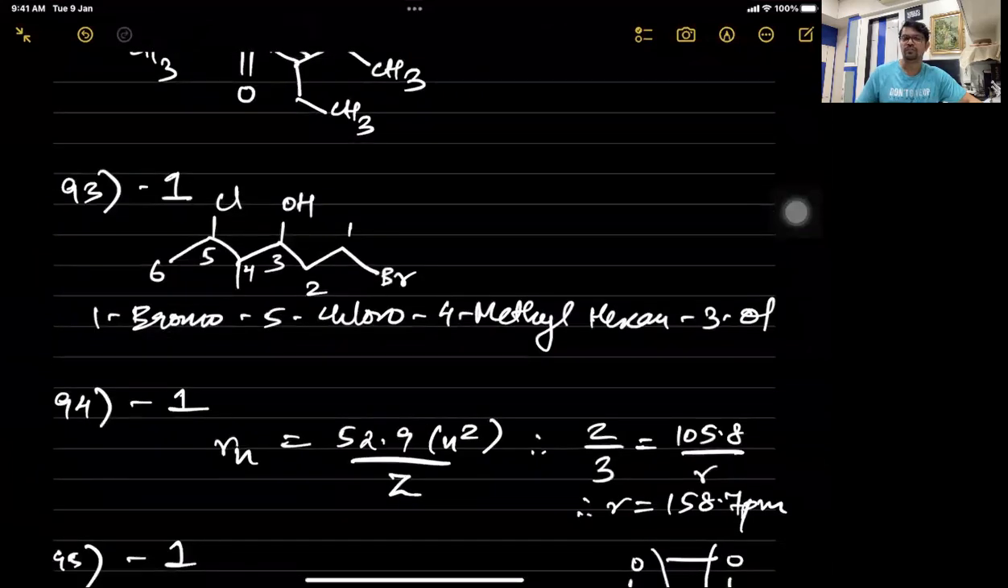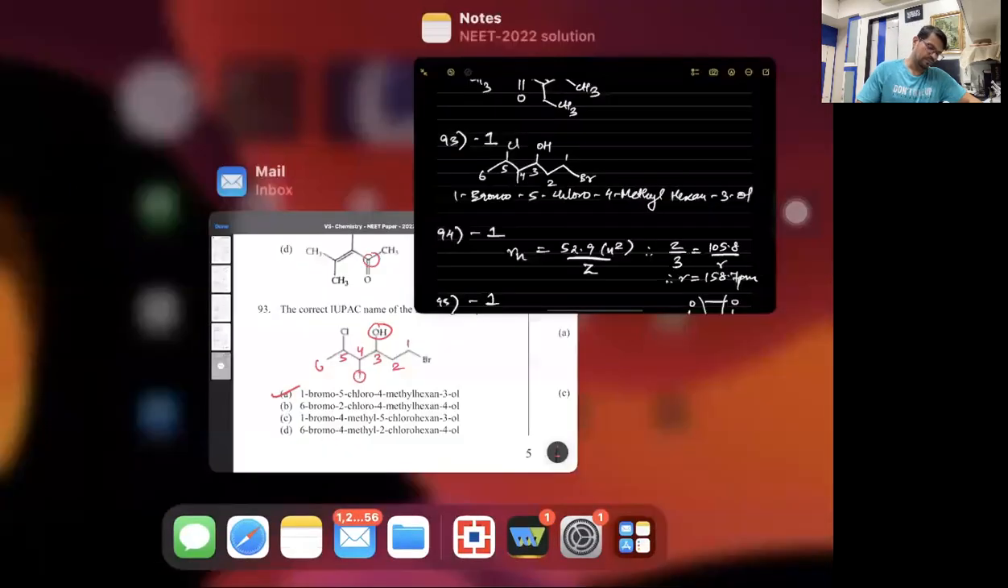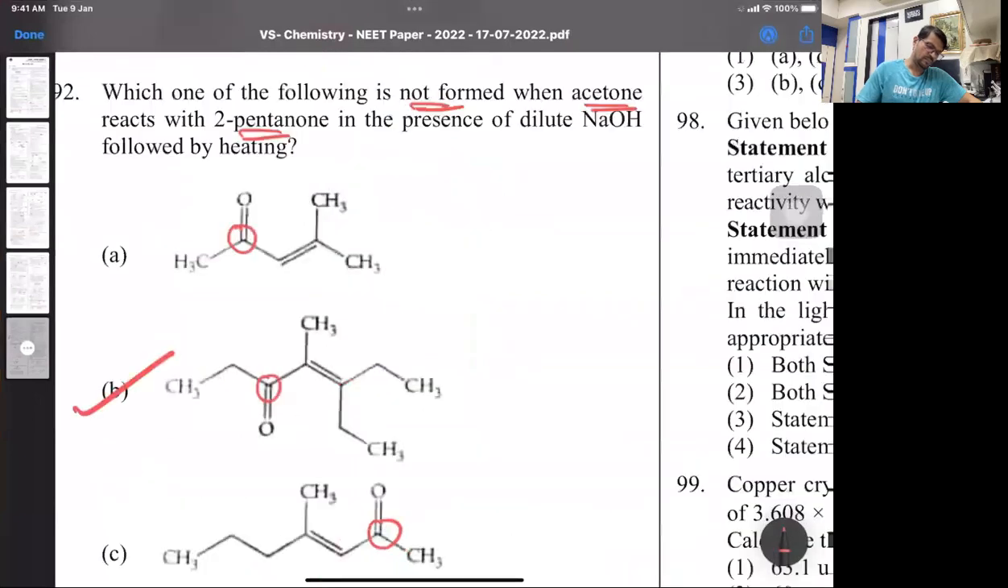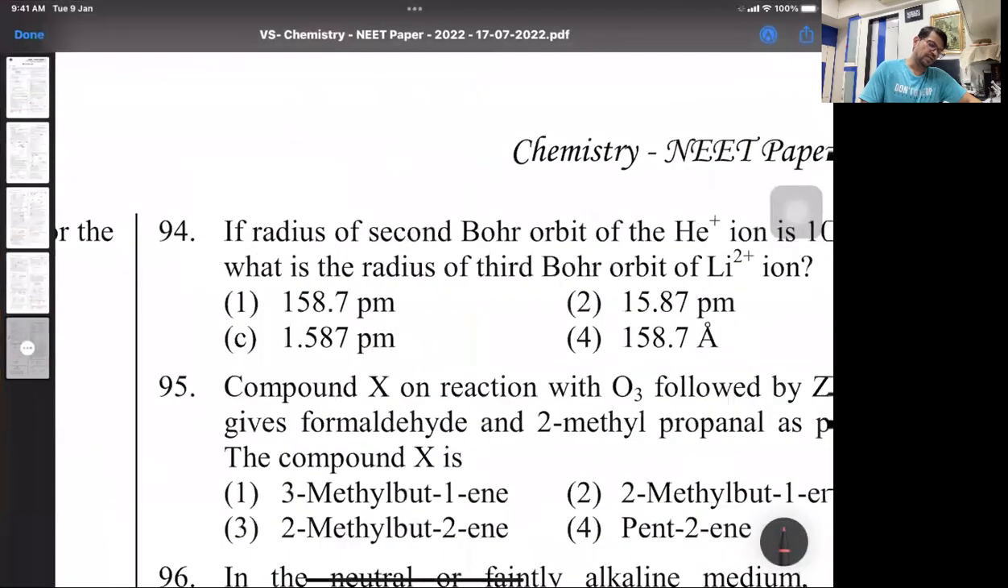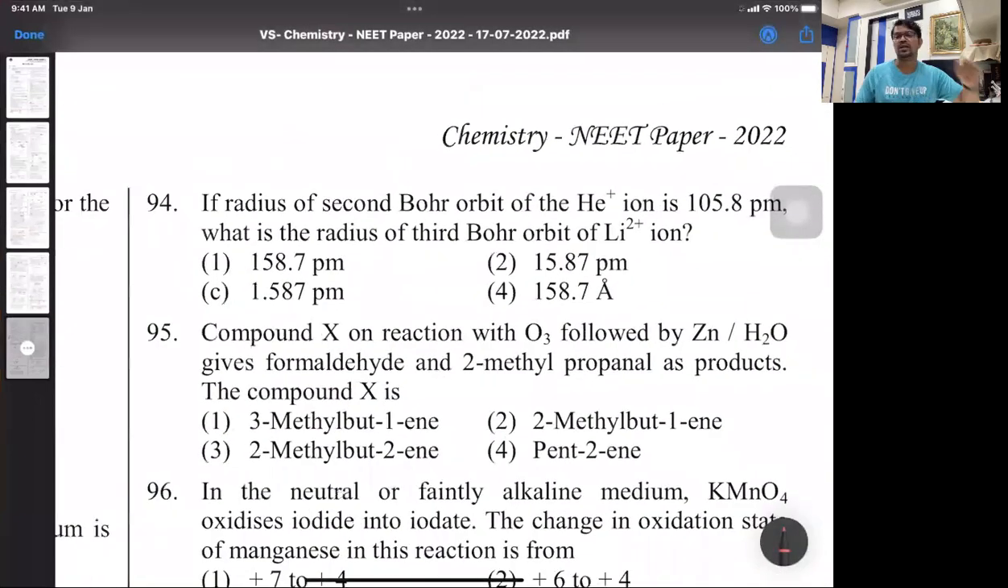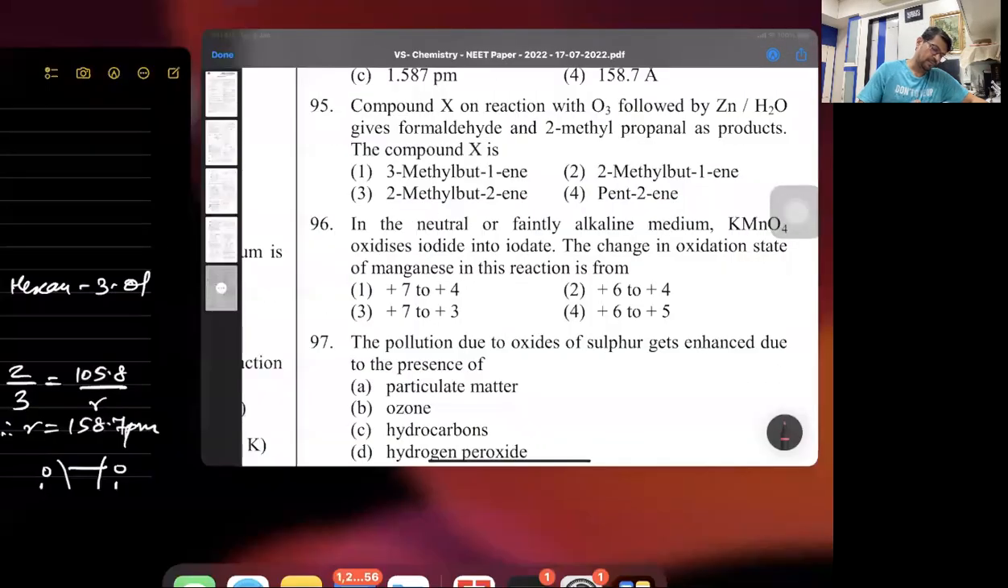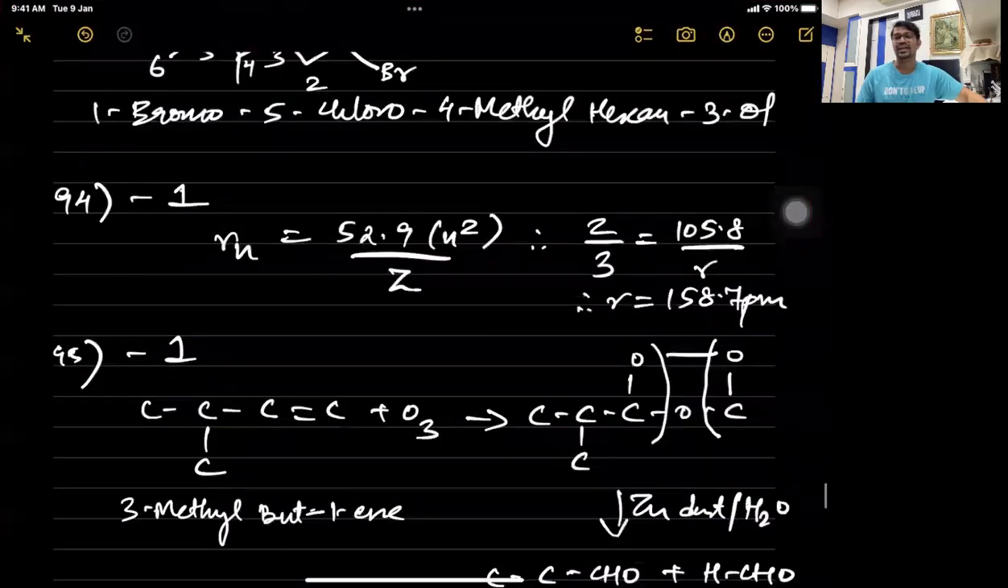Or the first one. 94. If the radius of the second orbit of helium is 105.8, what is the radius of the third orbit of lithium ion? So we all know the formula. The radius in the nth orbit is 52.9 into n square upon Z. So basically the orbits you take. Now for lithium, Z is equal to 3.